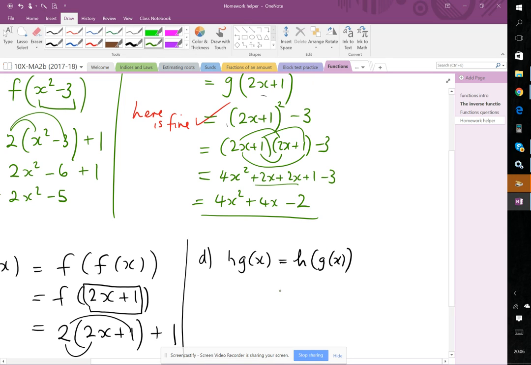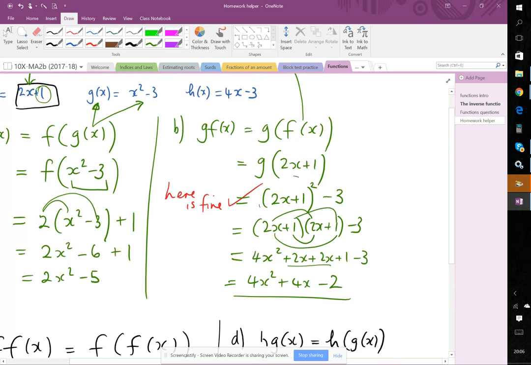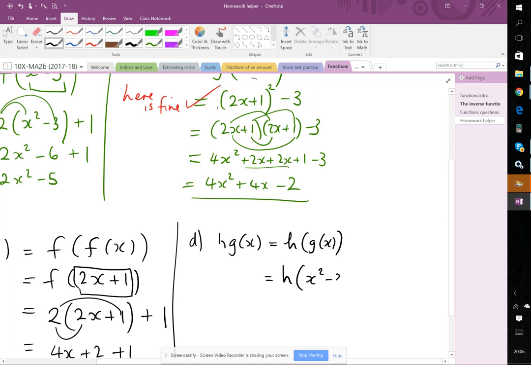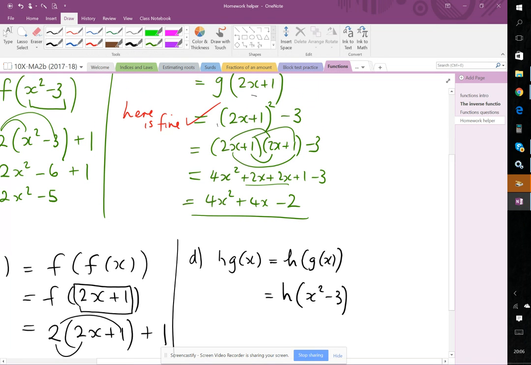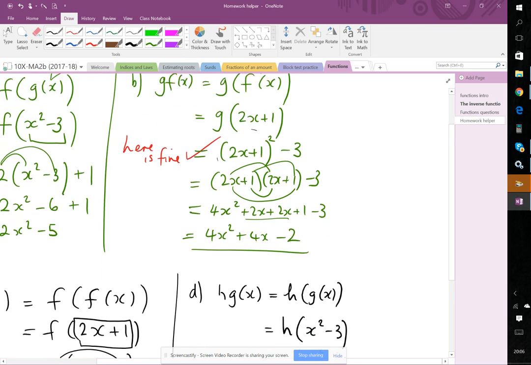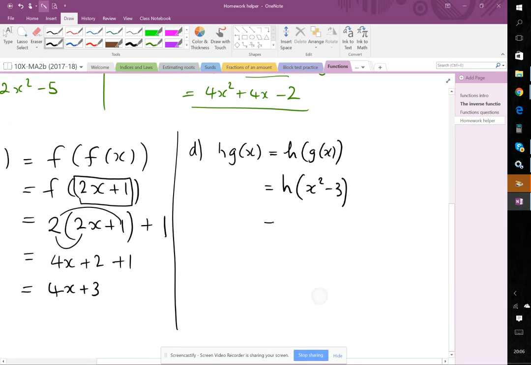Okay, so this is equal to h of, and what was g of x again? Well, g of x was x squared minus 3, so we write x squared minus 3 here. Remember what our h function does. Our h function, at the top here, takes in x, multiplies that by 4, and then subtracts 3. So 4 times the input, minus 3. Right, so we need 4 times the input, which is x squared minus 3.